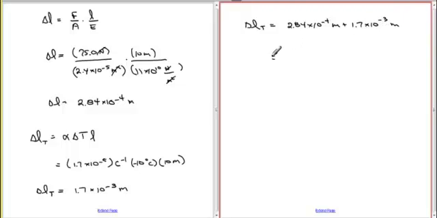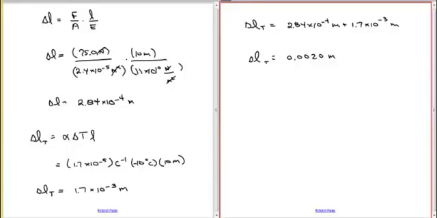And you do that, and you're going to get 2.84 e to the minus 4 plus 1.7 e to the minus 3, and I get the total delta L as 0.0020 meters. Okay, I'm just going to pause for a second. Okay, so I was just checking to make sure I was doing everything correctly, which I am.